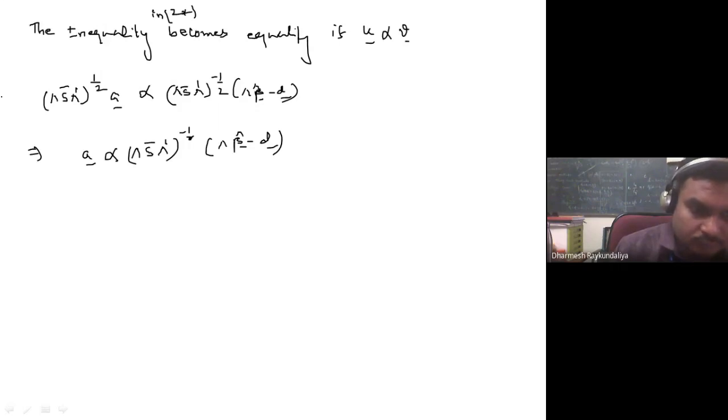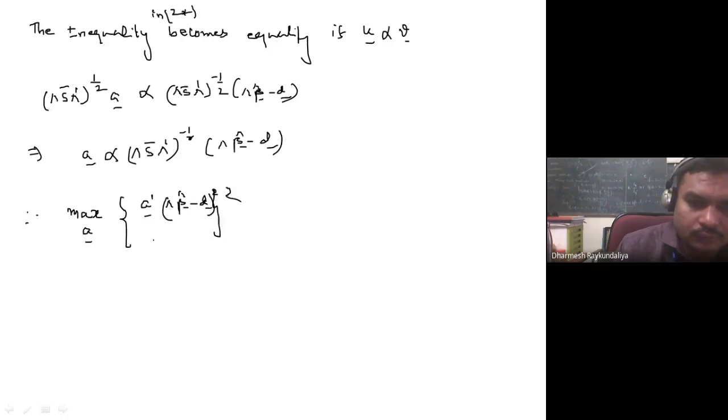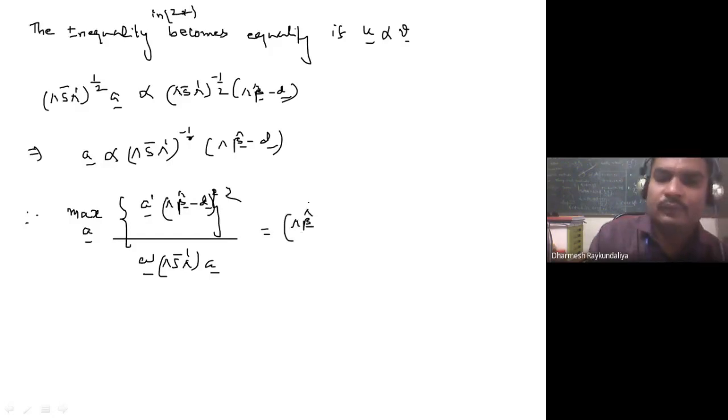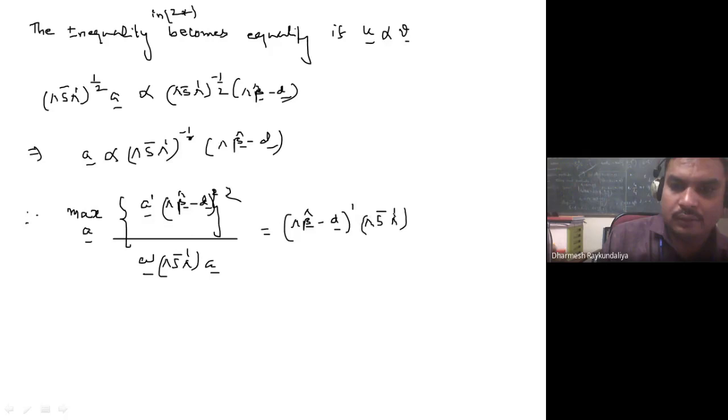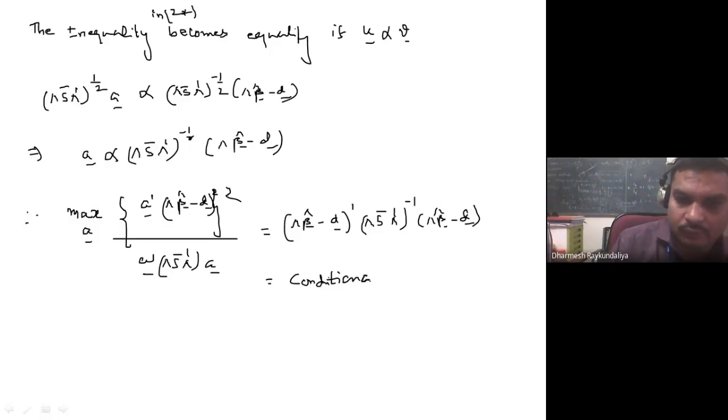Therefore, maximum over a of a dash lambda beta cap minus d whole square upon a dash lambda s bar lambda dash a is equal to lambda beta cap minus d transpose lambda s bar lambda dash inverse lambda beta cap minus d, and this is nothing but the difference between conditional SSE minus unconditional SSE.